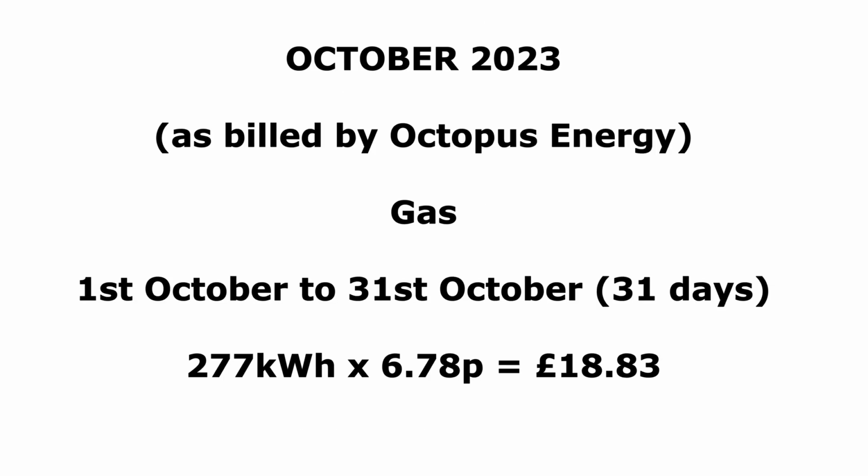So gas, yes, we did use some gas. We turned the boiler back on to heat some radiators and heat the house for a bit. I read the meter and worked out that we used 277 kilowatt hours. The new gas rate for us is 6.78 pence, on the flexible Octopus gas tariff. And that equaled £18.83, not including the standing charge again.